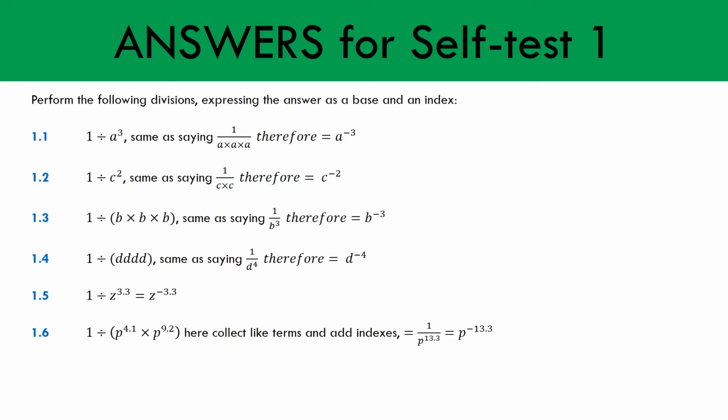And 1 over p raised to the power of 4.1 times p raised to the power of 9.2, we first have to collect the like terms. We'll see this in a little bit more detail later on, but here we essentially add the indices, so 4.1 plus 9.2, and we can express that as 1 over p to the 13.3, which is exactly the same as saying p to the minus 13.3.